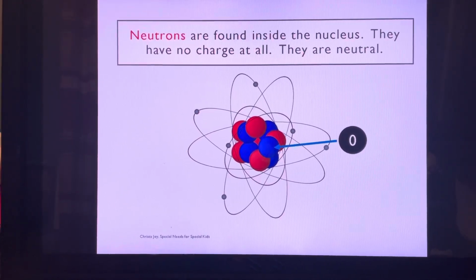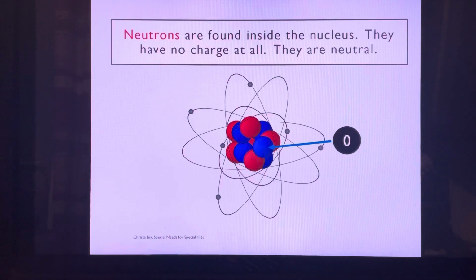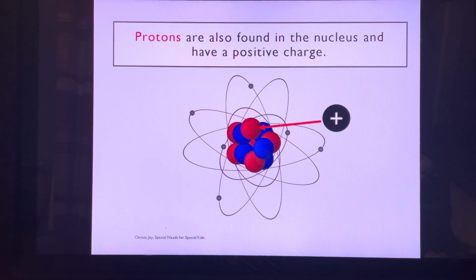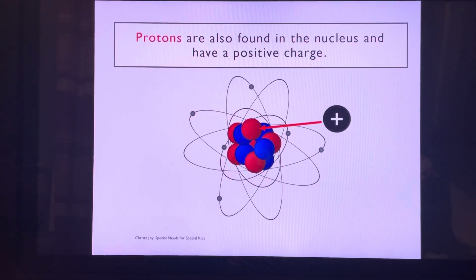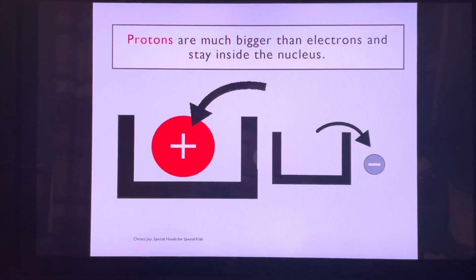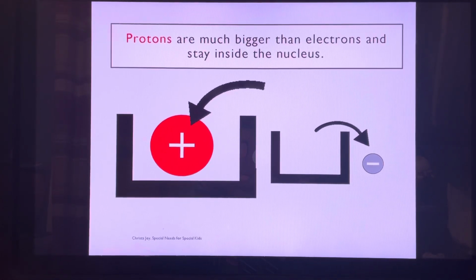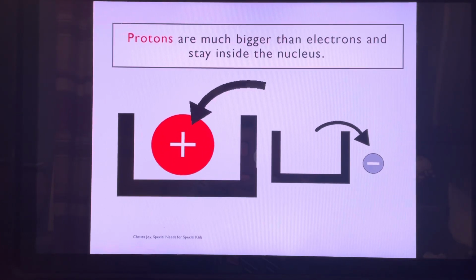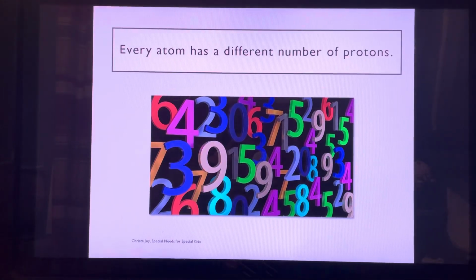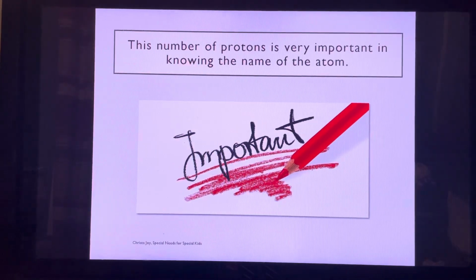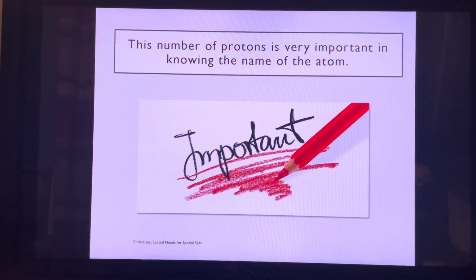Neutrons are found inside the nucleus. They have no charge at all. They are neutral. Protons are also found in the nucleus and have a positive charge. Protons are much bigger than electrons and stay inside the nucleus. Every atom has a different number of protons. The number of protons is very important in knowing the name of the atom.